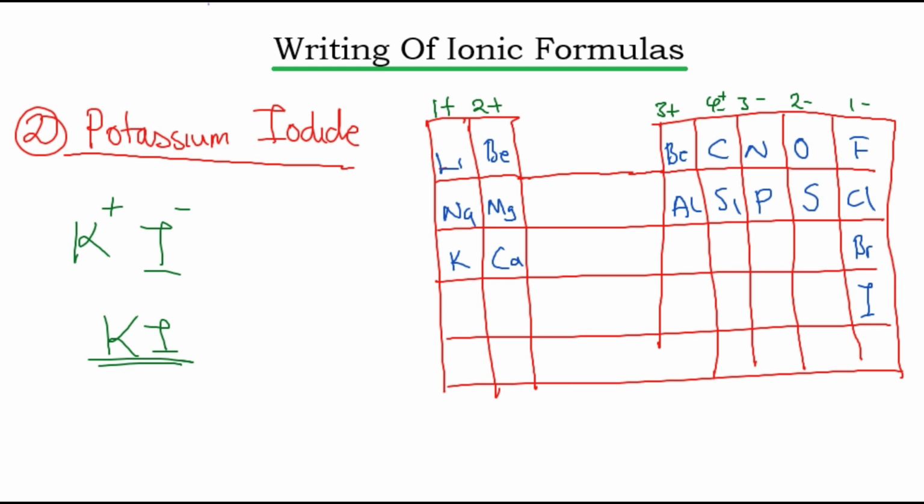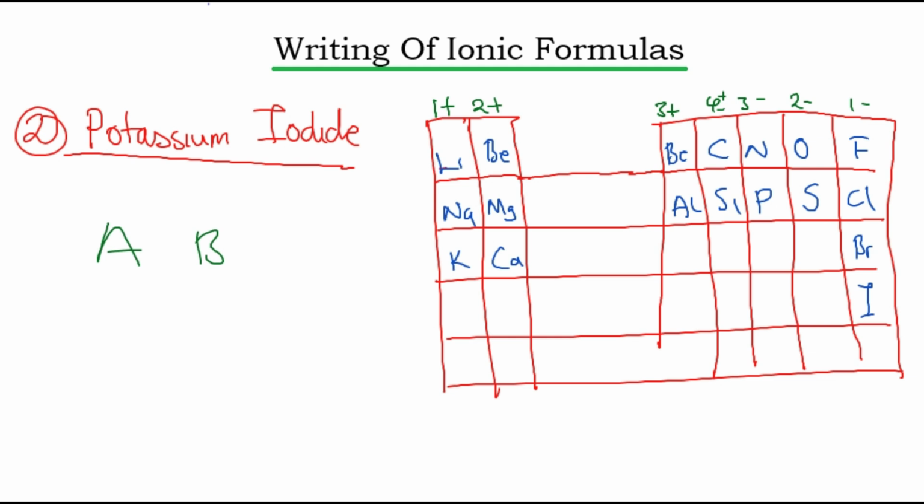So now let me simplify something for you. Rather than looking for how many atoms are needed so that the charge is 0 and so on and so forth, you can just simply swap these valences. So if I have a charge here of 1 negative, 1 positive, I can simply swap them. So how do we swap them?